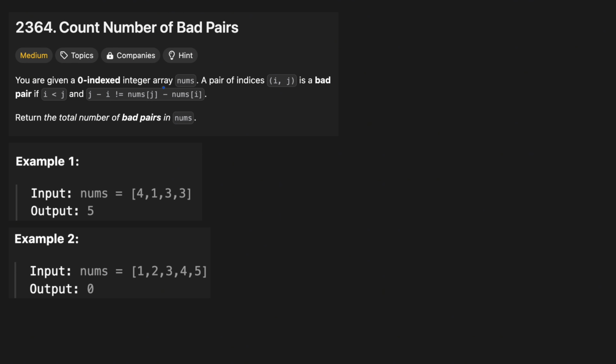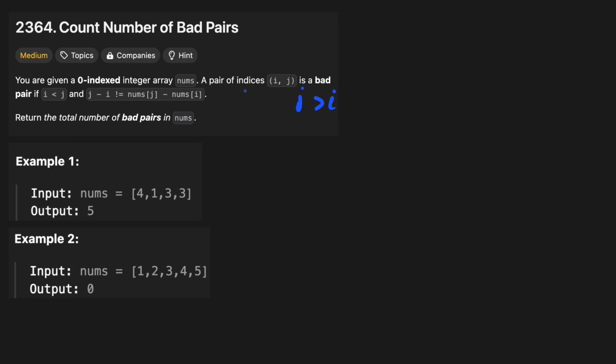In this problem, we are given a zero indexed integer array nums. A pair of indices i, j is a bad pair if i is less than j and j minus i is not equal to nums[j] minus nums[i]. That is, the difference between the indices is not equal to the difference between the numbers at those indices. And we should return the total number of bad pairs in nums.